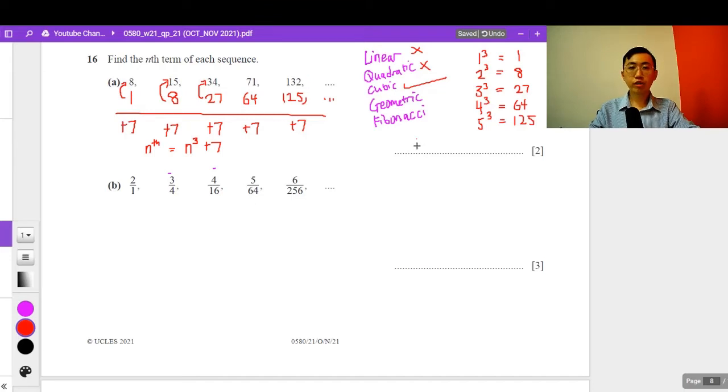So we are going to log in the final answer now. n cube plus 7. Don't believe me, you can use your calculator and check 3 times. The first position where n equals 1.